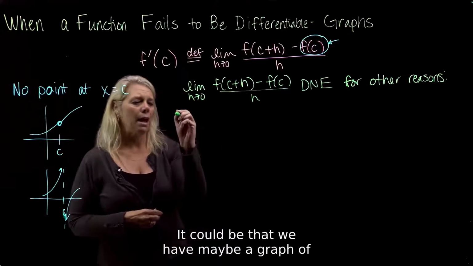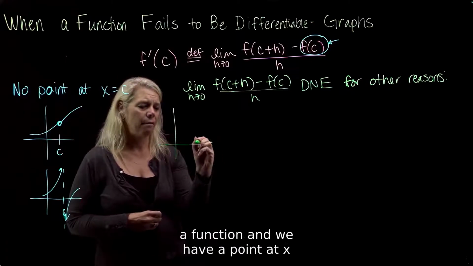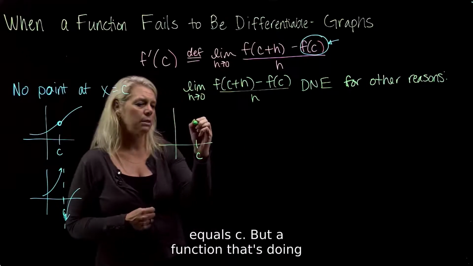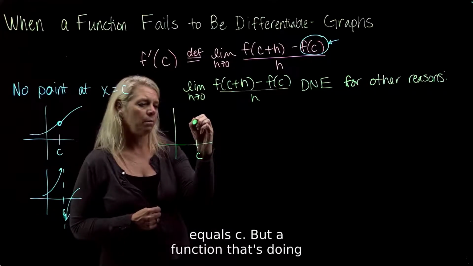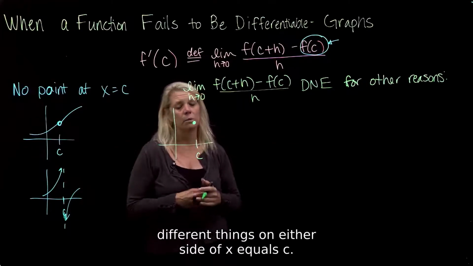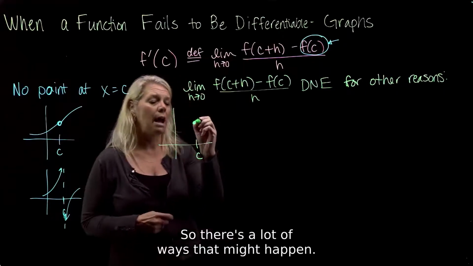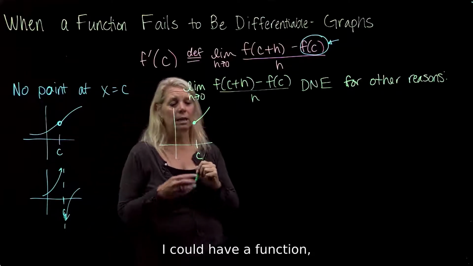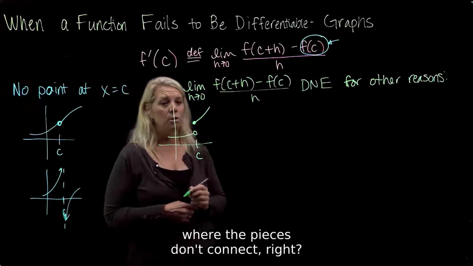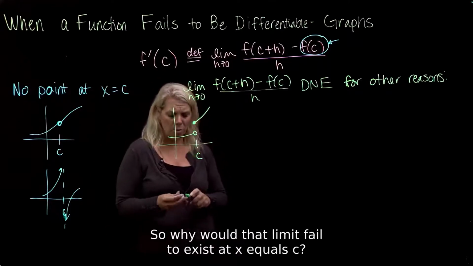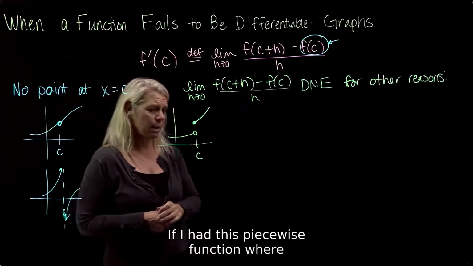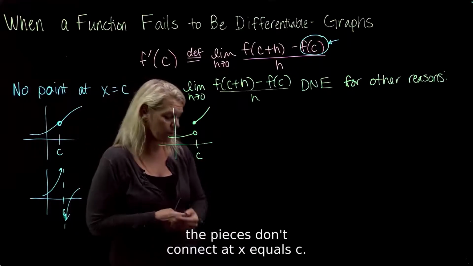It could be that we have a graph of a function, and we have a point at x equals c, but the function is doing different things on either side of x equals c. There are a lot of ways that might happen. I could have a piecewise function where the pieces don't connect. So why would that limit fail to exist at x equals c if I have this piecewise function where the pieces don't connect at x equals c?